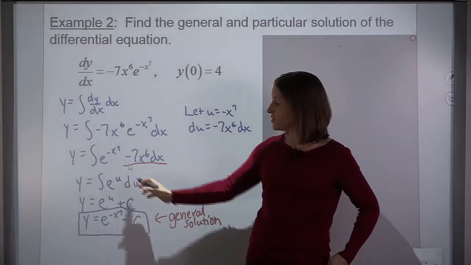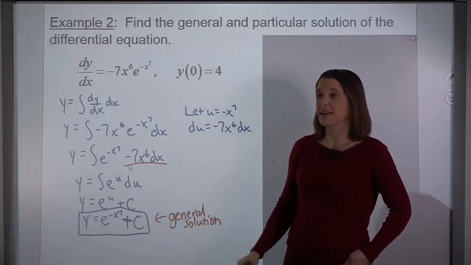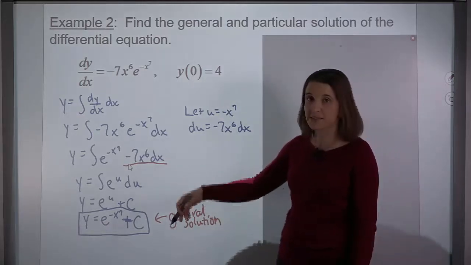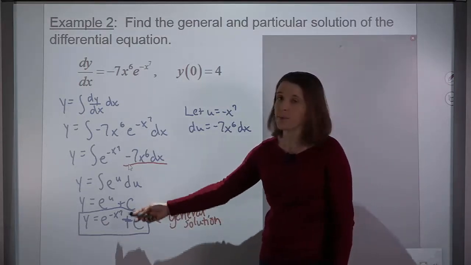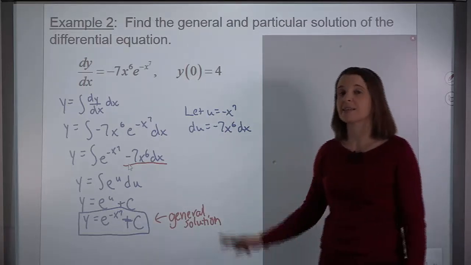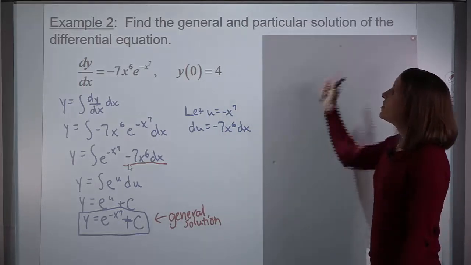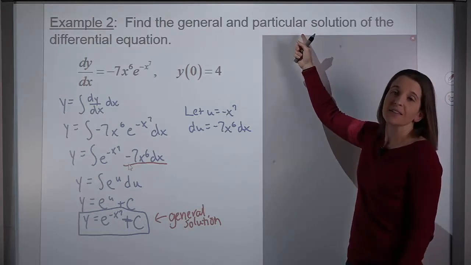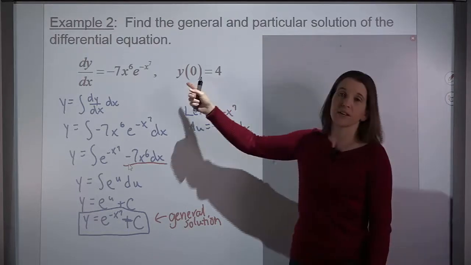So I now have e to the u du. I find its antiderivative, and I get e to the u plus c, and then I put it back into x's. So we have y equals e to the negative x to the 7th plus c, and that is our general solution. This time we are also being asked to find the particular solution, and we're given an ordered pair.